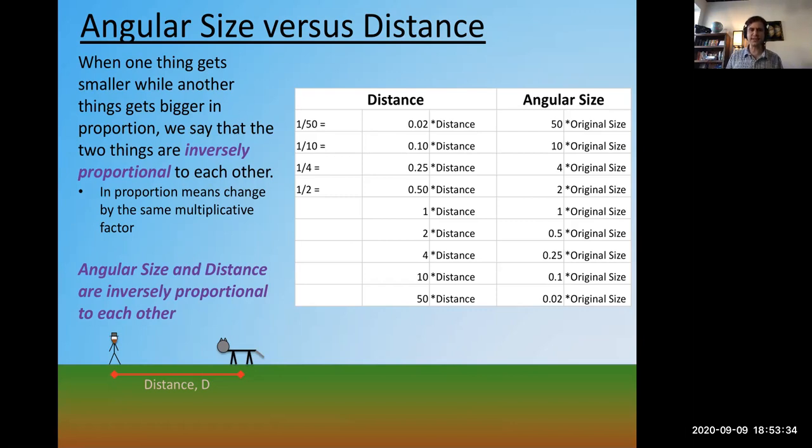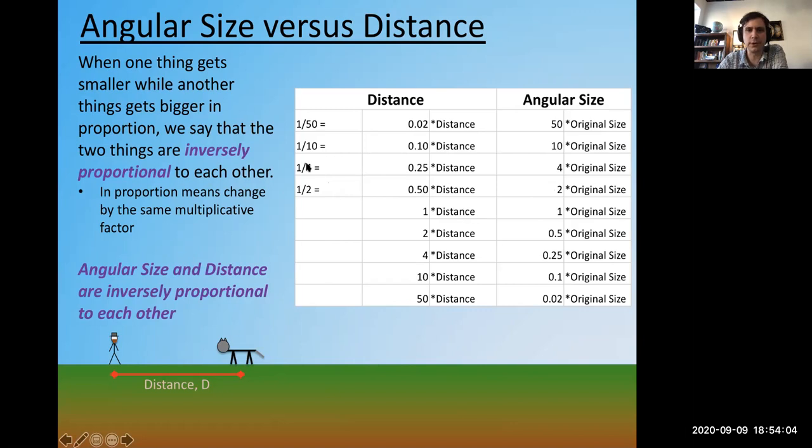And this is why I have the table. So I just want to show you that. Let's just take some standard distance, same as I have down here. If I were to move that cat to be 1/2, 0.5 times the distance, half the distance, the cat would appear to be 2 times larger. Notice 1/2, 2. Same factor of 2, 2. But here, multiplied by 2, divide by 2.